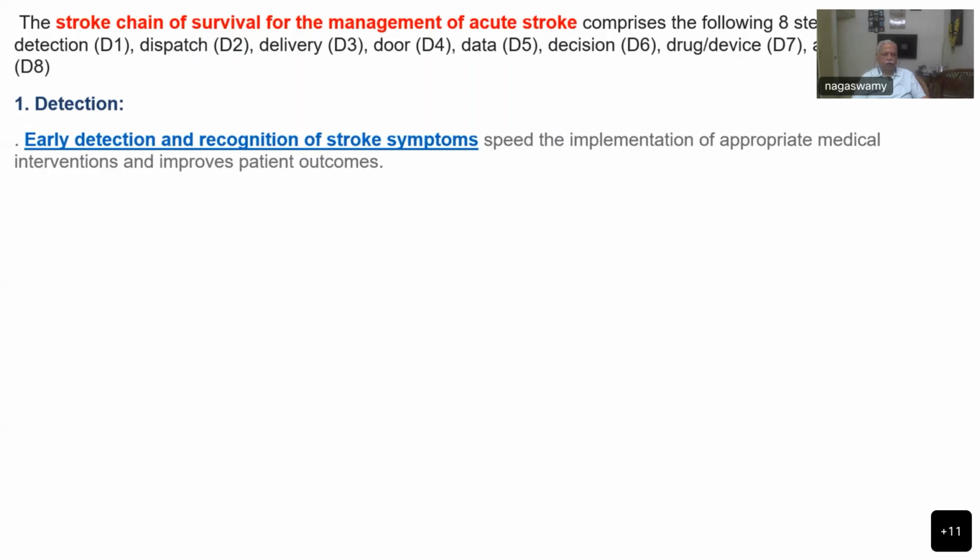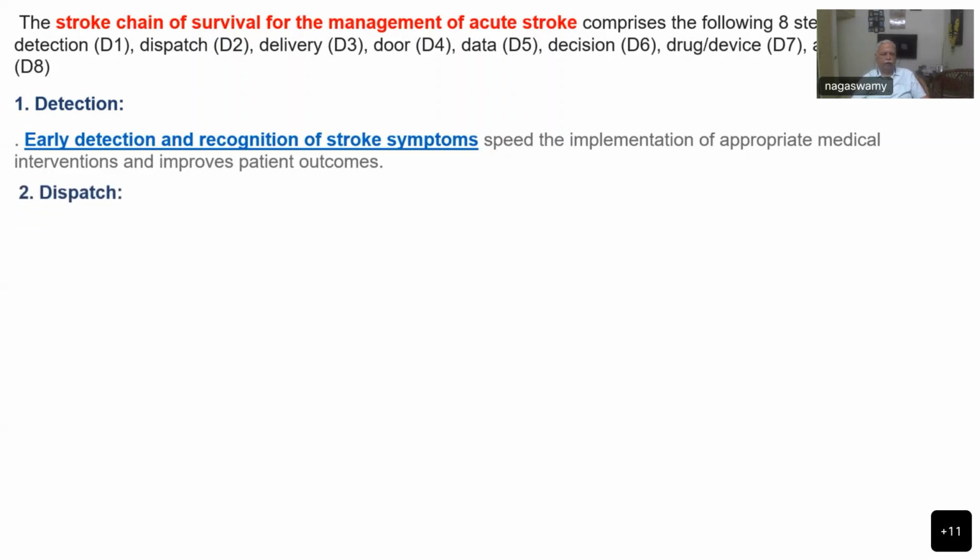That is why all these acronyms like FAST, be fast, faster, have been made popular among the public with a lot of codings, handbills and other things, so that even non-medical or lay people should be able to identify whether a patient is suffering a stroke or not. So early detection is very, very important.